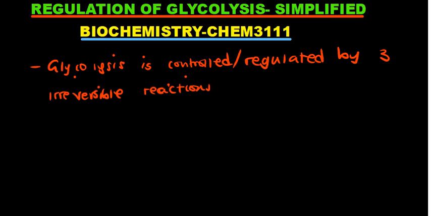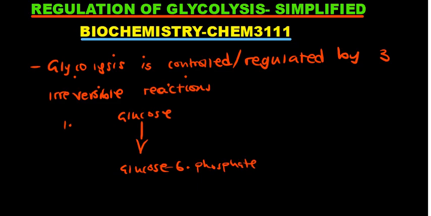So this is glucose. Glucose has to be converted to glucose 6 phosphate. The enzyme that is involved here is hexokinase. Then we have the second one.